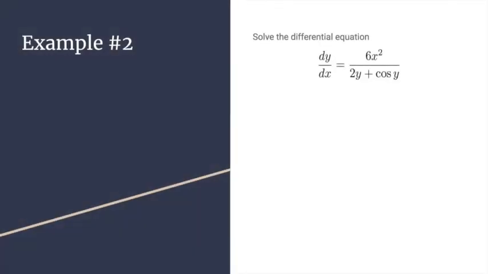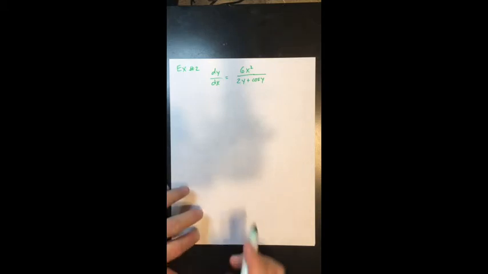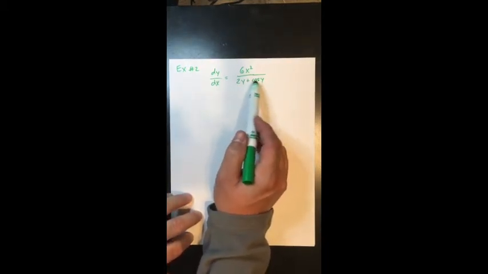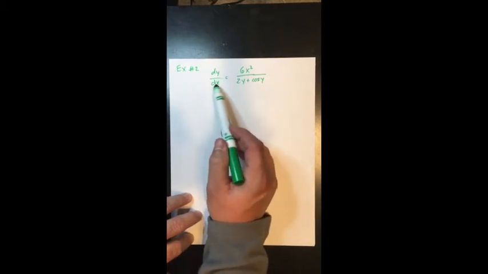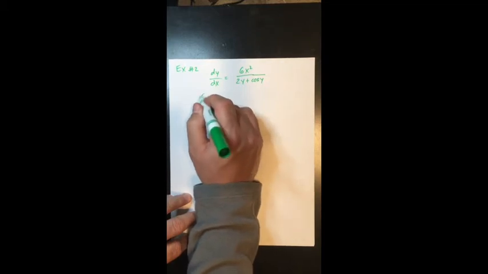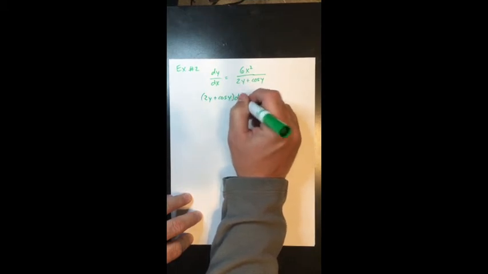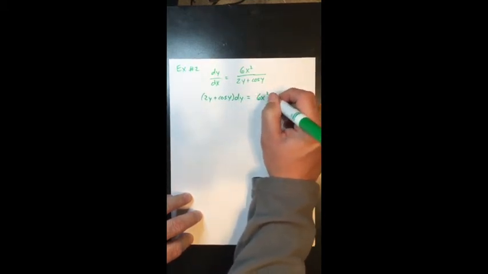For example number 2, we have another differential equation that we need to separate and solve. This time we don't have a particular solution to find, so we will be finding the general solution to this differential equation. Here, for example number 2, we have another separable differential equation. We're going to move all of the y pieces that are here in the bottom of this fraction over to the left, and we're going to move just dx over here to the right. So this will be 2y plus cosine y dy equals 6x squared dx.